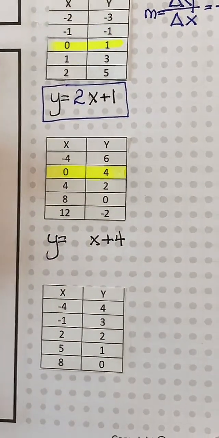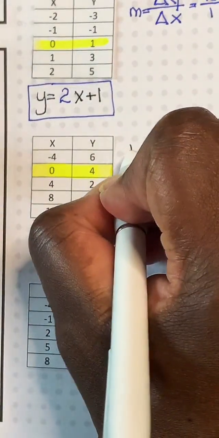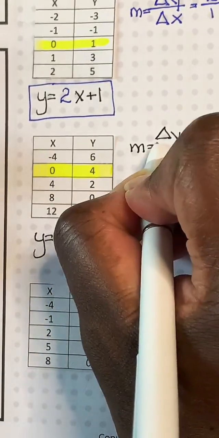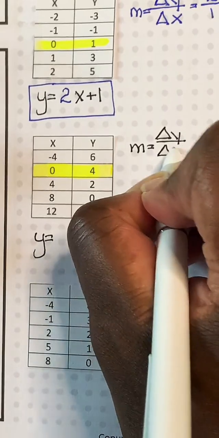So now we need to find our slope. And remember, the slope is the pattern of your y's over the pattern of your x's.